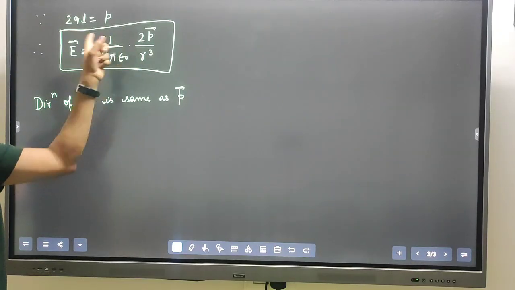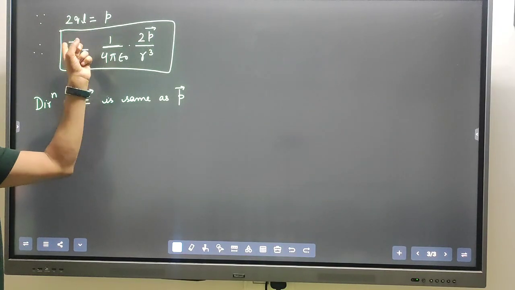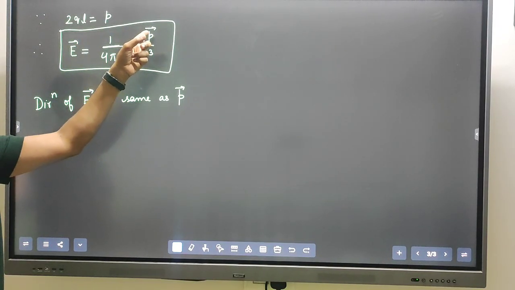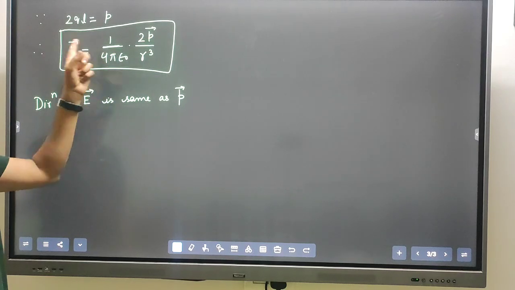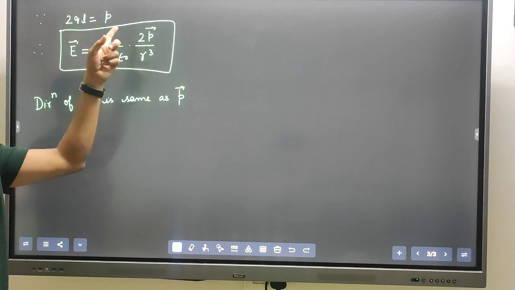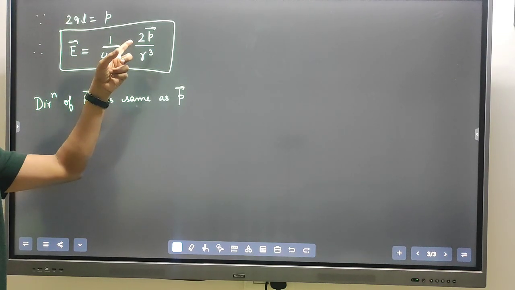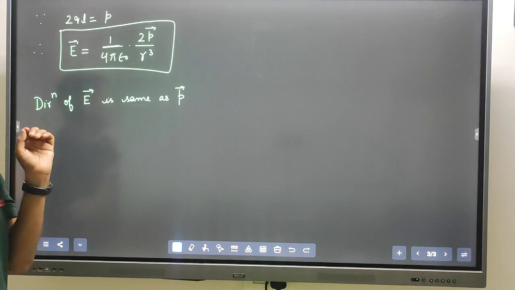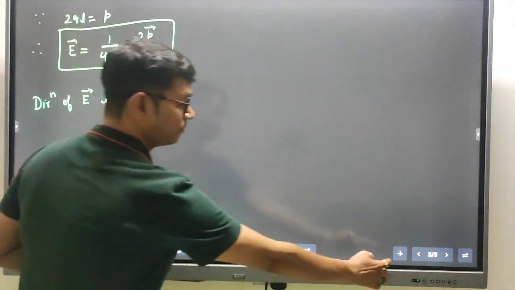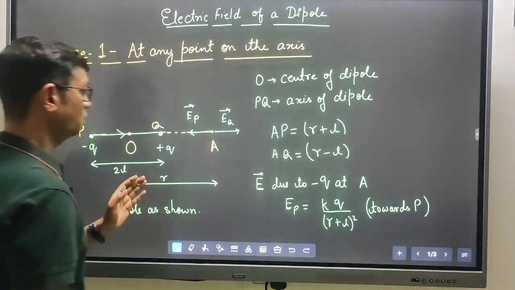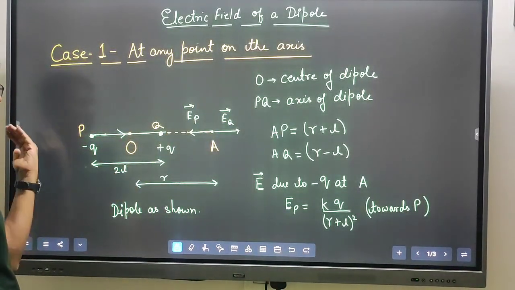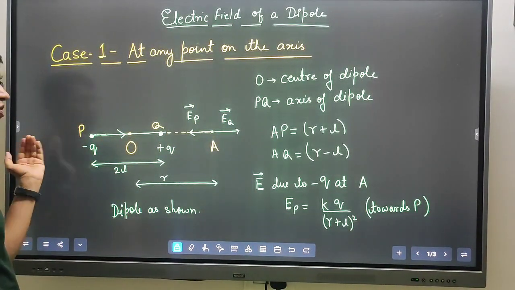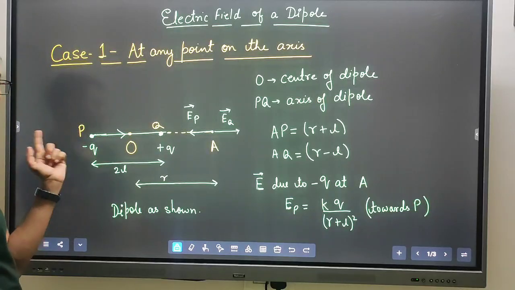Right. In the vector form, I can write that the electric field will be in the same direction as the dipole moment. This is one important point. The direction of the electric field will be the same as the direction of the dipole moment. This happens irrespective of the orientation of the point, whether you take the point on this side or on this side. The net electric field will always be in the direction of the dipole moment.